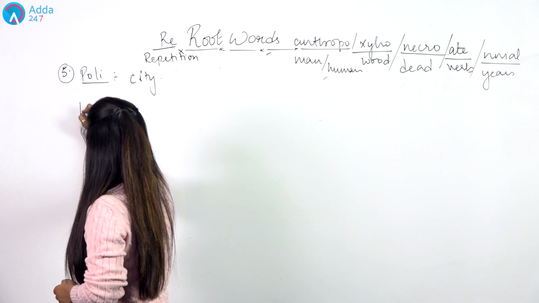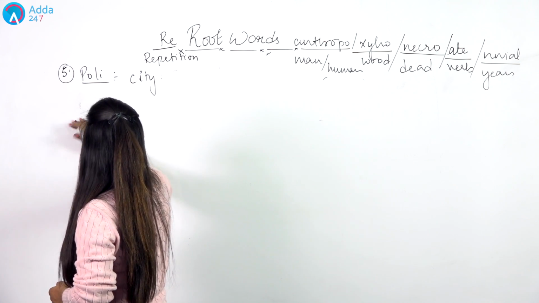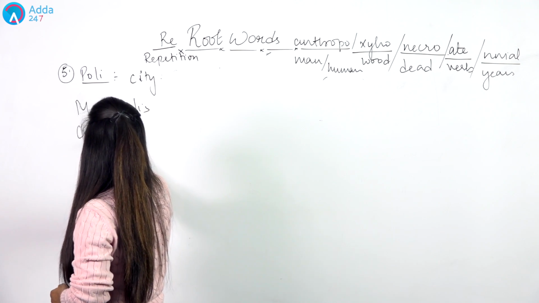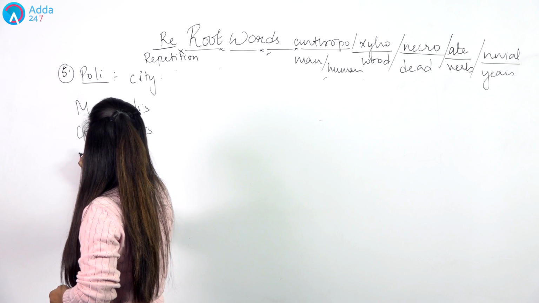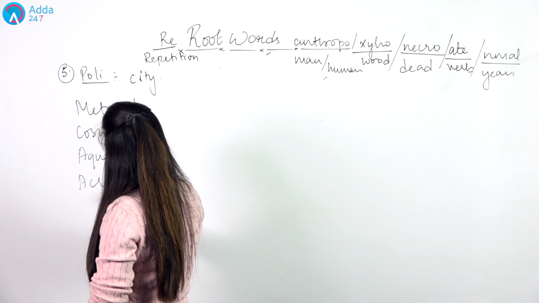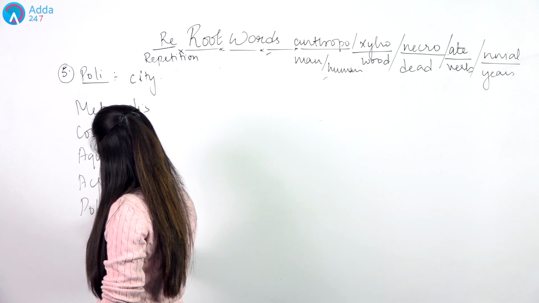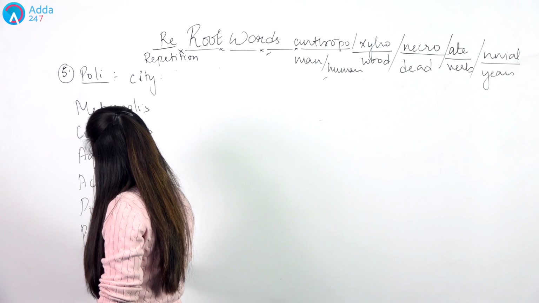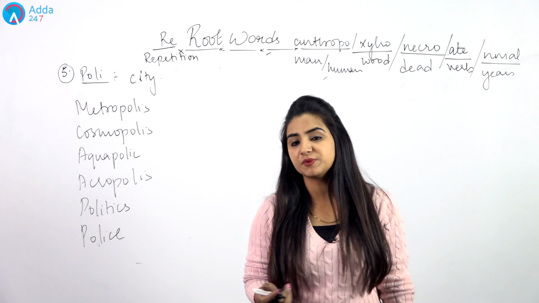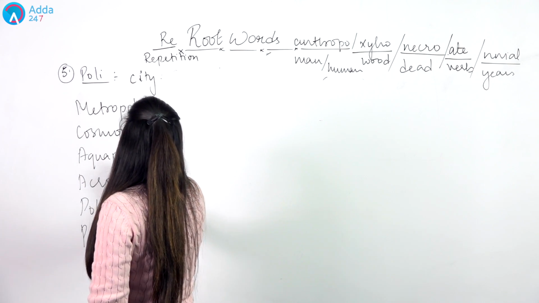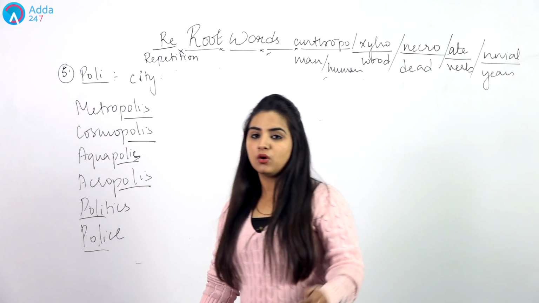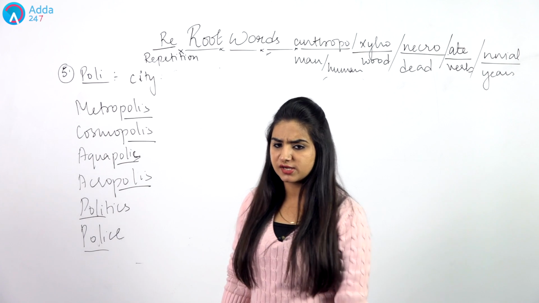For example, I have the word metropolis, or cosmopolis, aquapolis, acropolis, politics, police, right? So we have a lot of words related to this, and each and every word has P-O-L-I in it. No matter what, all of it talks about being or development or anything that is related to a city.